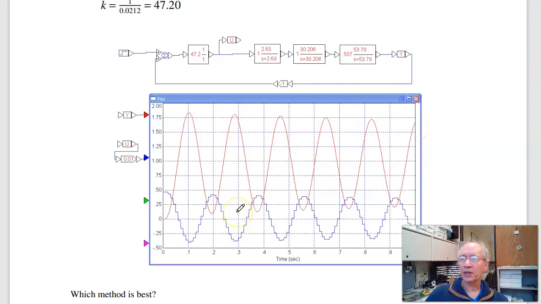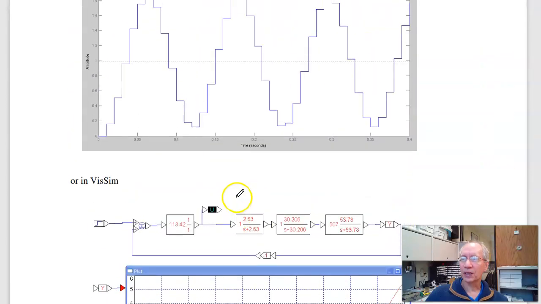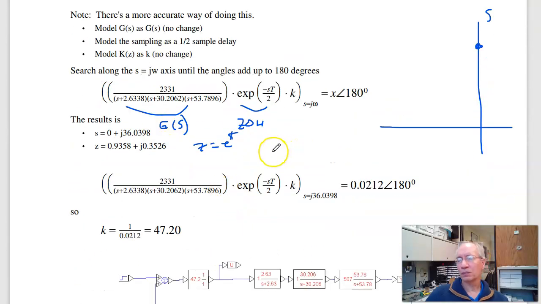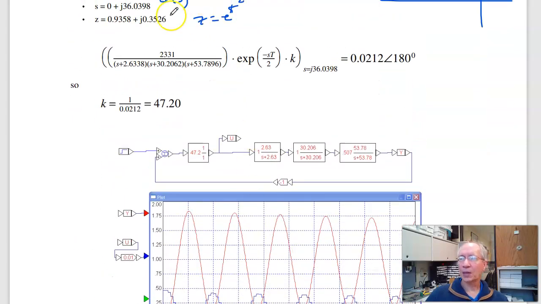Now in terms of which method is best, using the root locus approach or this approach, I would argue the one that gives you the right answer is the best way to do it. I personally like this approach. It's, in my mind, easier. I just have to do a numerical search for g of s times delay times k of z, and I get the point. So it's sort of root locus, sort of not, but it gives you the right answer.